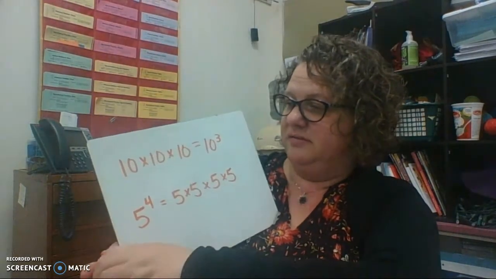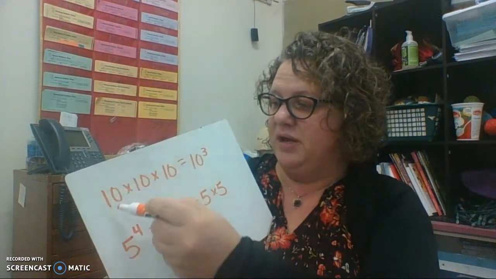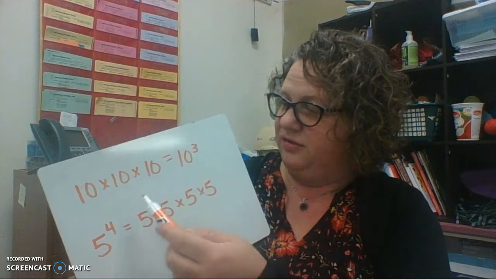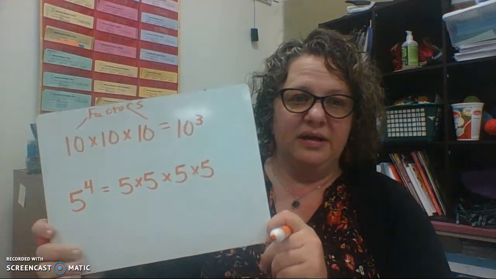So first of all, let's start with factors. Factors are numbers that we multiply together to get something. So in this instance, 10 times 10 times 10 equals 10 to the third power. Well, 10 times 10 times 10, these are all factors right here. If you want to write in your notes, give that example. Down here we have 5 to the fourth power equals 5 times 5 times 5 times 5. Those are factors there, okay?